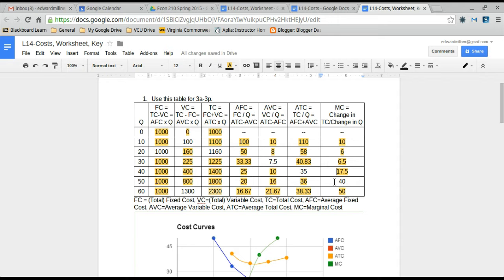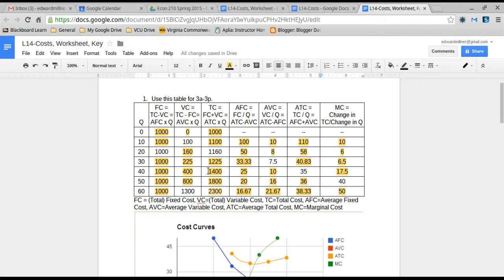For the row where quantity is 50, we know that marginal cost is 40. That tells us that when quantity goes from 40 to 50, each extra unit of output costs us 40 extra dollars. We've got 10 extra units of output. If each extra unit costs us $40 extra, that means that when quantity goes from 40 to 50, total cost is going to rise by a total of 40 times 10, or 400.